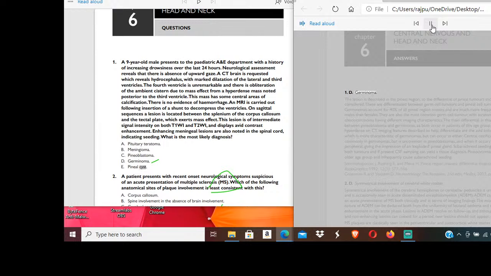1. D. Germinoma. The lesion is described in the pineal region, so the differential of pineal tumors should be considered. These are differentiated between germ cell tumors and pineal cell tumors. Germinomas account for 40% of all pineal region masses and are much more frequent in males than females. They are also the most common germ cell tumor, with teratomas and choriocarcinoma having different imaging characteristics.